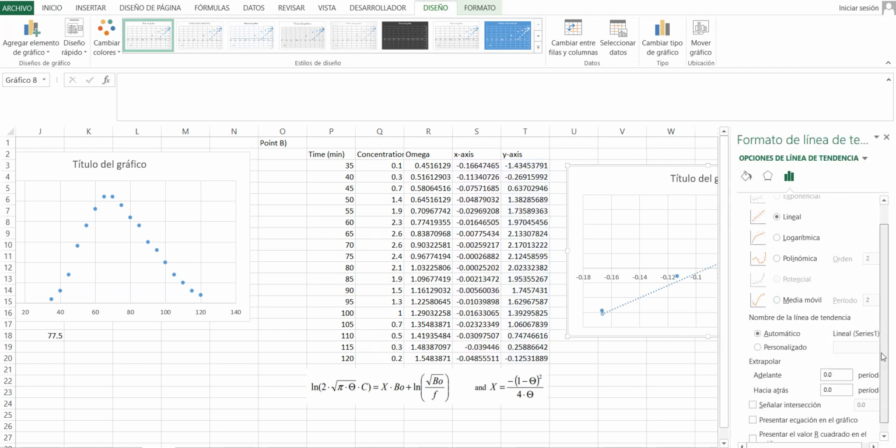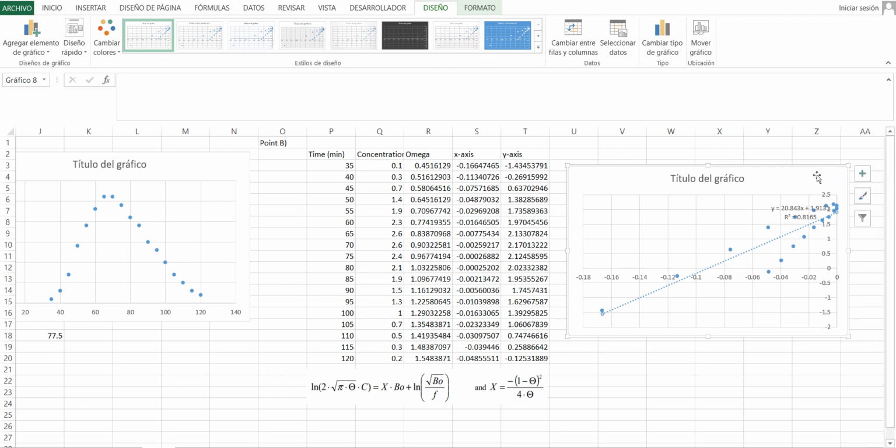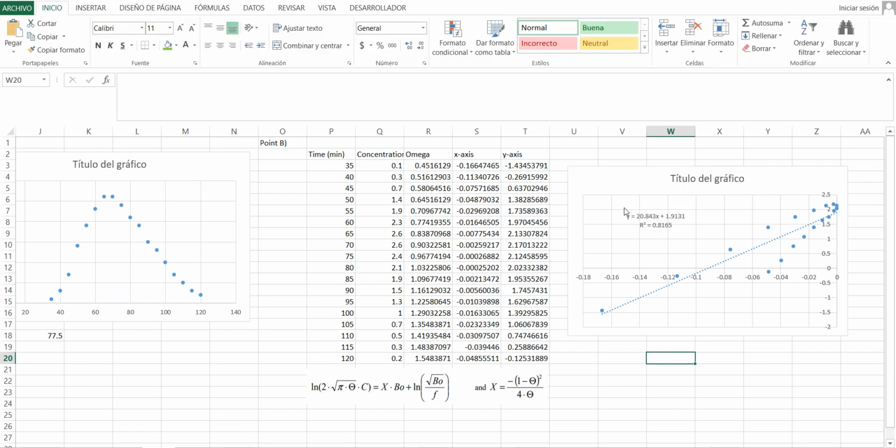And we want to present the equation and the r-squared coefficient just to see how good our regression is. Okay, so here we have our data. We have our slope, our intercept, and our r-squared value. We can see that the r-squared value is big, but it's not big enough. Many points are not over this predicted line, so the linear regression is not that accurate.